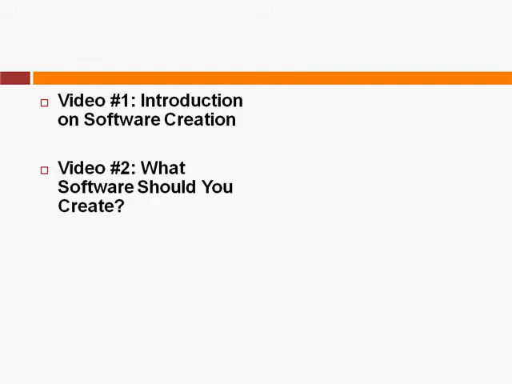Video 2 is going to be about what software should you create. If you're just getting into this, you probably don't have a software idea already. So you need to have a software idea before you create a piece of software, right? It's just like writing an ebook. You need to know what the topic's going to be about before you write the ebook. Same concept.